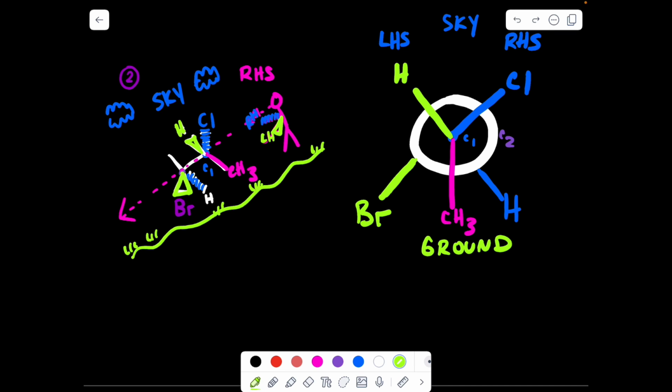Now finally we have our third bond, which is the CH3 group. And we can see this bond, if we extend it, is pointed up towards the sky. So we must draw up towards the sky. Bada bing, bada boom. That is our Newman projection.